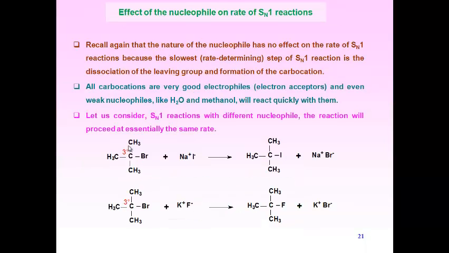Next, the effect of the nucleophile on the rate of SN1 reactions. Recall again that the nature of the nucleophile has no effect on the rate of SN1 reactions, because the slowest step of the SN1 reaction is the dissociation of the leaving group and formation of the carbocation. All carbocations are very good electrophiles, and even weak nucleophiles like water and methanol will react quickly with them. Let us consider SN1 reactions with two different nucleophiles. The reaction will proceed at essentially the same rate.